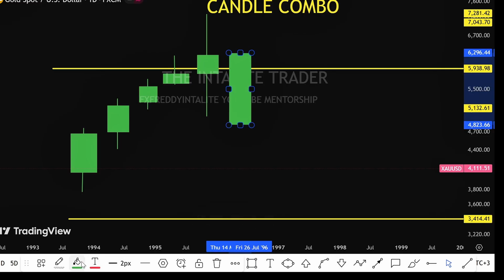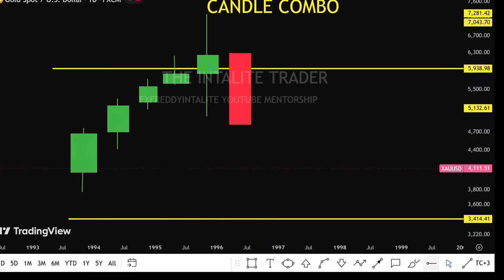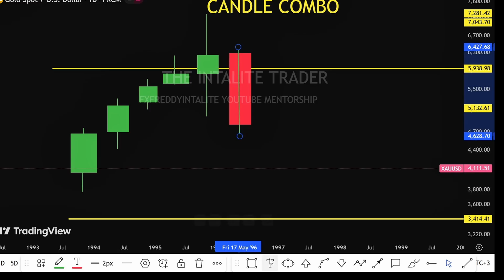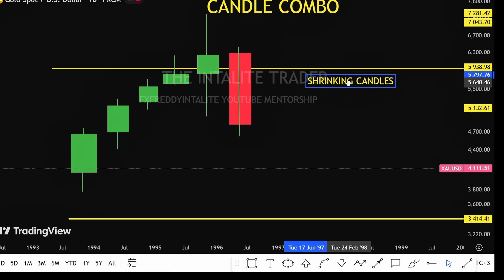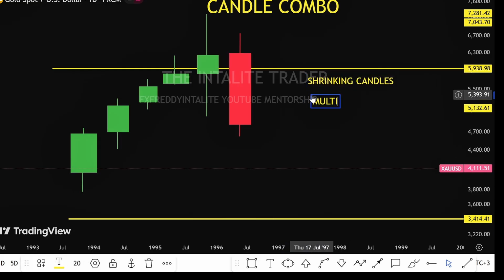You have a candle closing as a momentum candle like this. So if you look at this, how many candlestick patterns do we see here? You have what we call shrinking candles. Shrinking candles, one, then two.